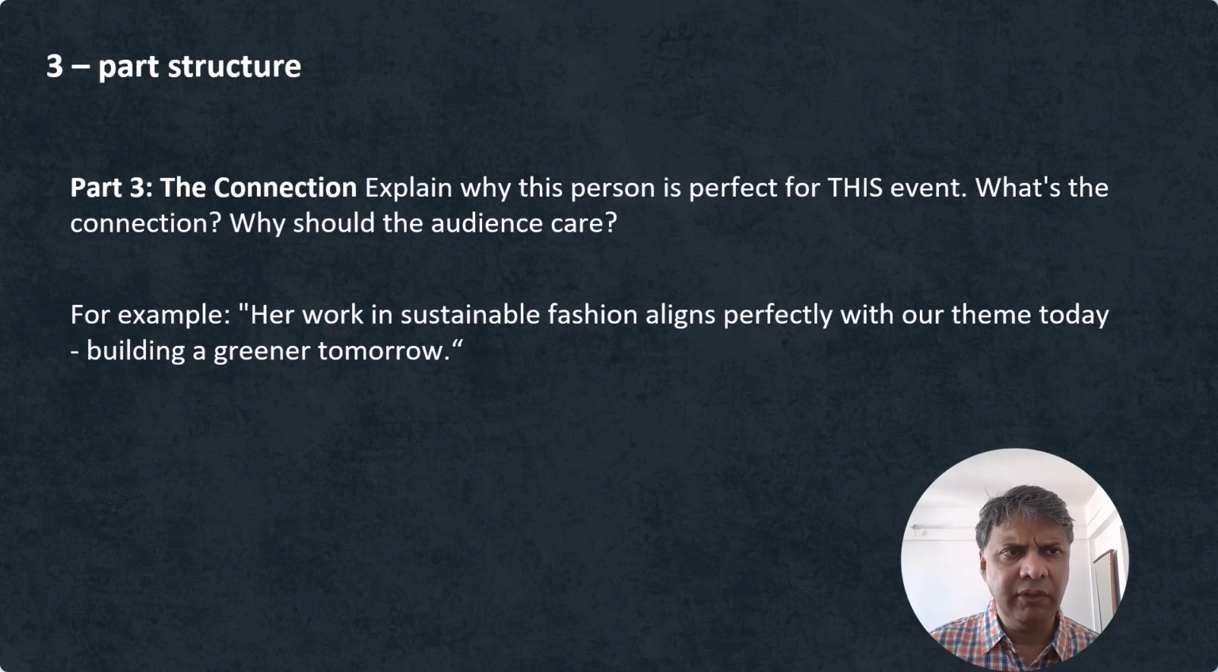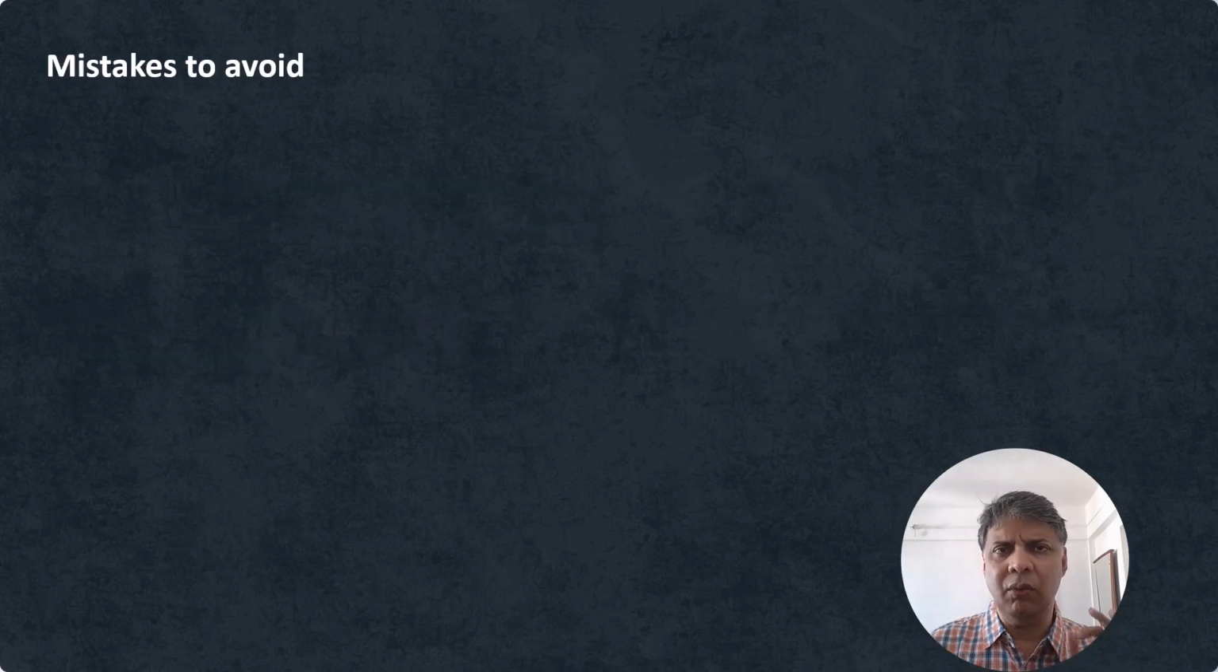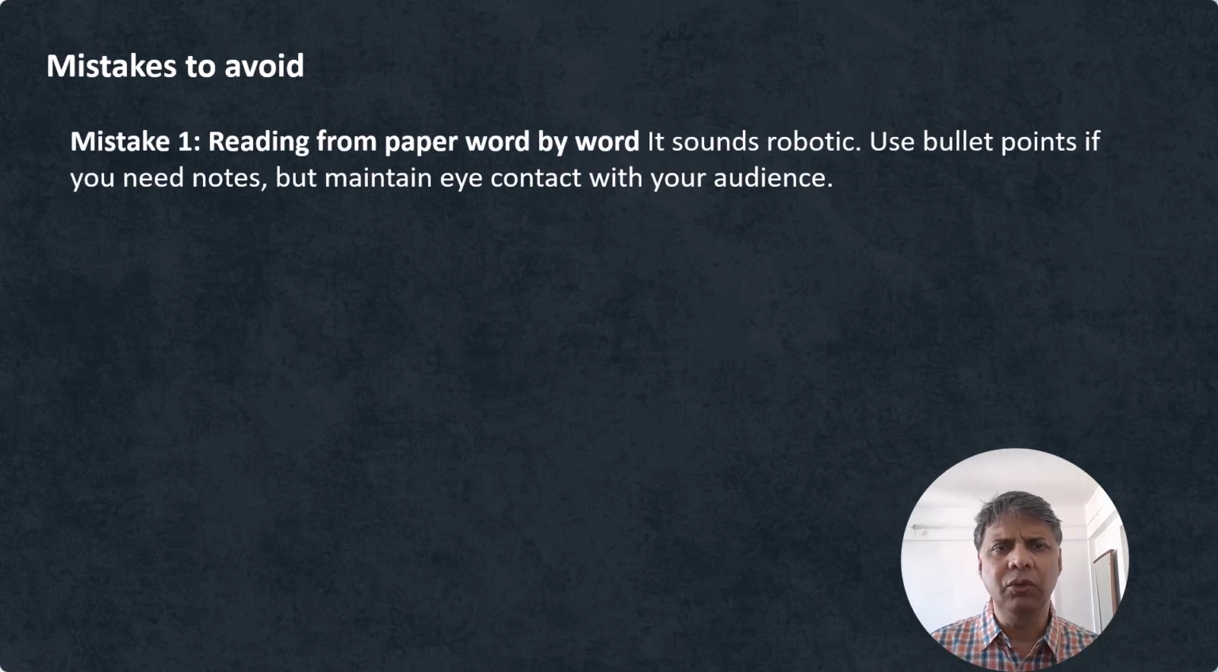Let's move on. Now here I would like to talk about the mistakes you should avoid while introducing a chief guest. First of all, friends, don't just read from a piece of paper, right? But if you're someone who doesn't remember the information, well, write down the bullet points on a piece of paper. But while you're doing that, make eye contact with the audience. Also make eye contact a couple of times with the chief guest. If the chief guest is sitting on your left or your right, you need to make eye contact with him or her also. So that's point number 1. Don't just blindly read from a piece of paper.